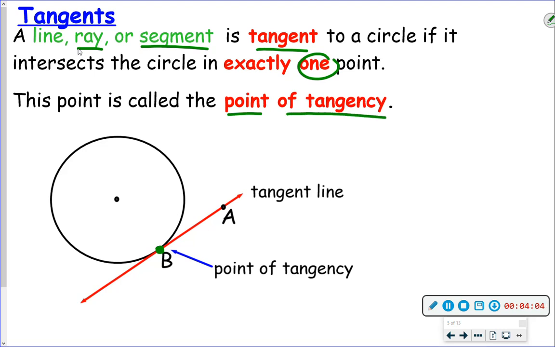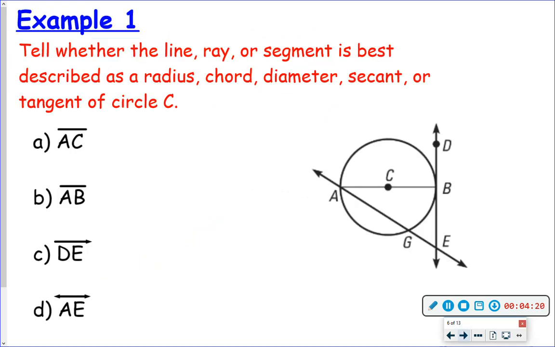So it can be a line, it can be a ray, it can be a segment, any of it. Doesn't matter. It touches the circle in 1 point only. A lot of vocabulary, we're just starting, so as always, I would keep your notes handy as you're working on the homework. I don't expect you to have it all memorized right away.